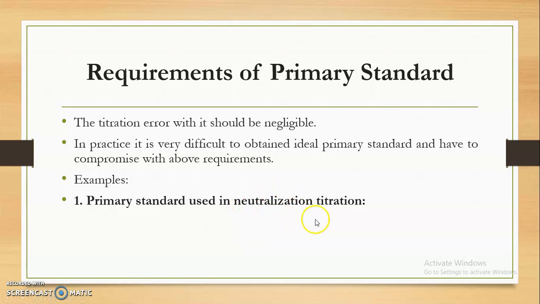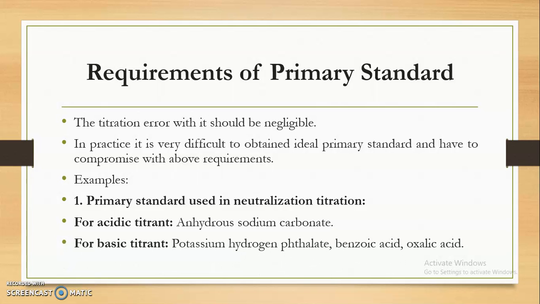Further, the primary standards used in a neutralization titration are of two types. One, the primary standards for the acidic titrant, which means these compounds are basic in nature and suitable for titration against the acidic titrant. For example, anhydrous sodium carbonate. As we know, sodium carbonate is a basic compound. So anhydrous sodium carbonate can be titrated with an acidic titrant, for example hydrochloric acid, oxalic acid, or sulfuric acid. So these are the basic primary standards which are titrated against the acidic titrant.